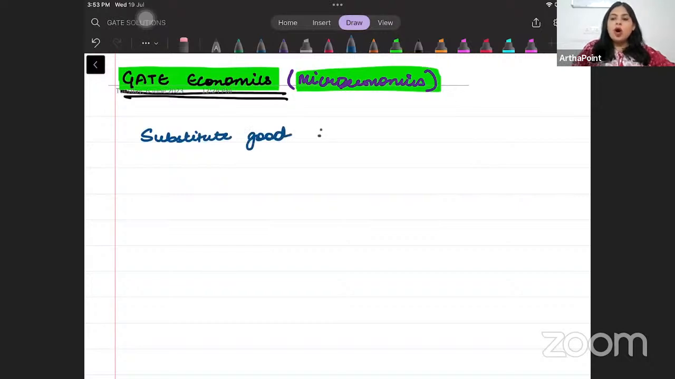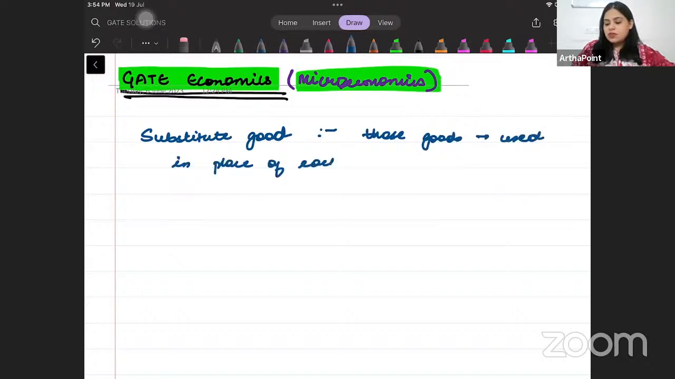So question is, what are substitute goods? Substitute goods are those goods which are used in place of each other. वो गुड्स जो एक दूसरे के अगेंस्ट यूज हो सकते हैं, जैसे फॉर एग्जाम्पल टी एंड कॉफी, those goods beta are called substitute goods. So the goods which can be used in place of each other are called substitute goods.